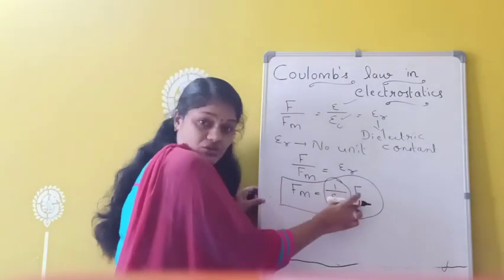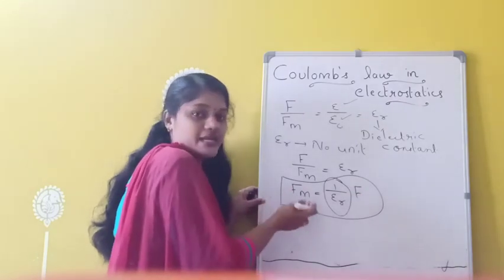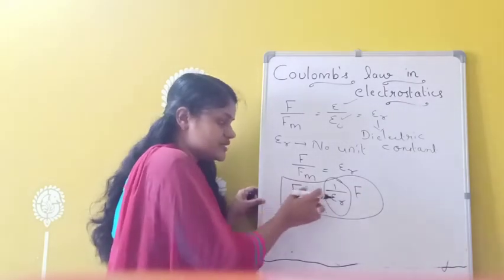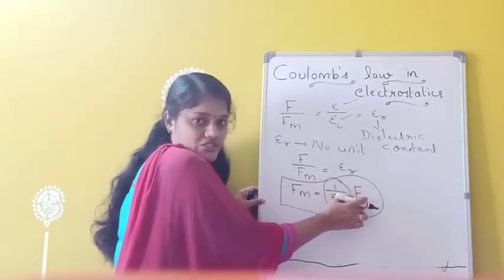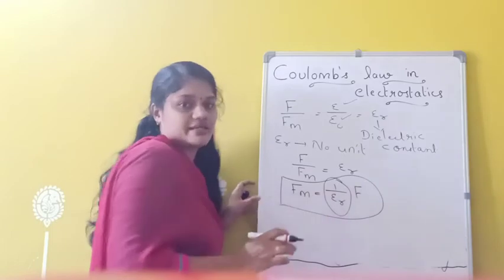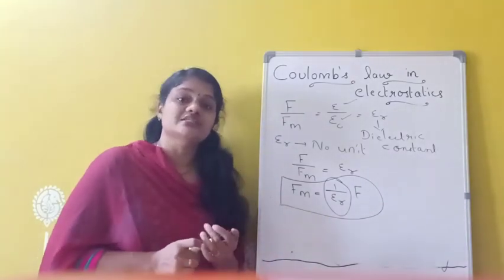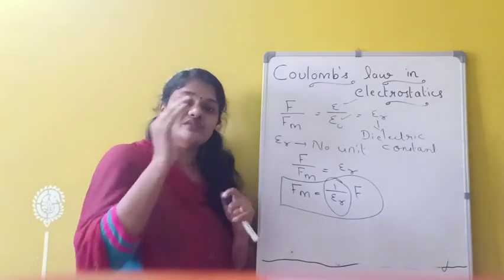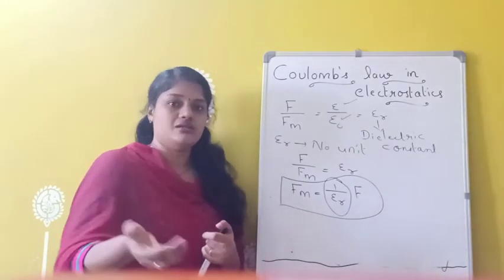So this is the force in vacuum or free space, and this is the force in any medium. In any medium, force becomes 1 by epsilon r times the force in free space or air. That means force will decrease. Whenever a medium is kept between two stationary charges, the force between the two charges will decrease, but in free space it will be larger.